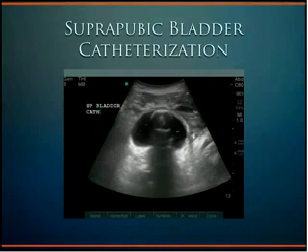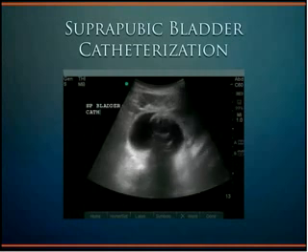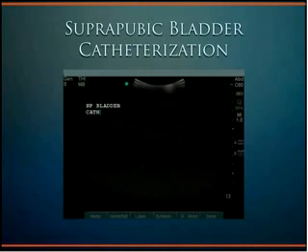To confirm that the Foley is indeed in the lumen of the bladder, ultrasound can then be performed. Once the balloon is in the up position, we can see it against the anterior bladder wall.